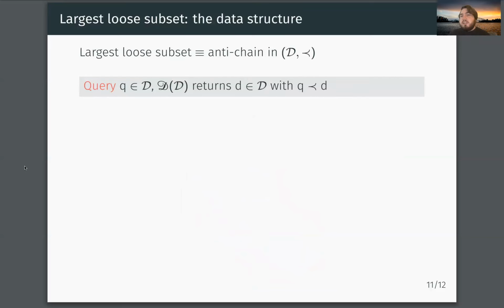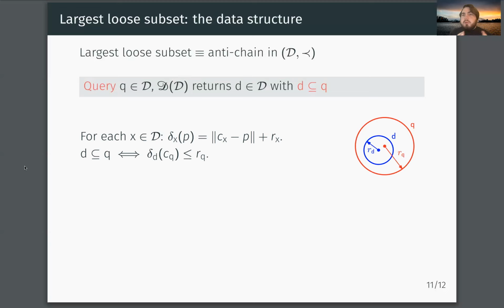Okay, so how do we find the largest loose subset, or equivalently, the largest antichain? Well, again, we need to exhibit a data structure that can perform our query operation. So the query operation is, given a disk Q, we want to be able to return a disk D such that Q is less than D. In the context of our partially ordered set, this corresponds to finding a disk D such that D is a subset of Q. So the way we implement this data structure is the following. For each disk X, we can define this function delta X, which takes a two-dimensional point and computes the distance between the point and the center of the disk X plus the radius of X.